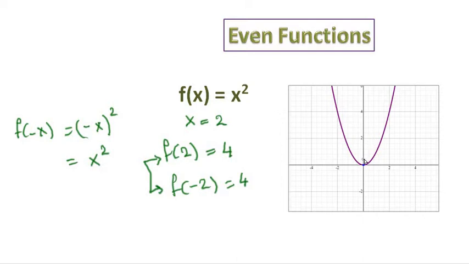Another way to tell if the function is even or not is by graphing the function. The graph of this function is symmetric about the y-axis. If the function is symmetric about the y-axis, then the function is even. If I put a mirror on the y-axis, I see that the right part is a reflection of the left part and the left part is a reflection of the right part. So it is symmetric about the y-axis. It means that the right part and the left part are similar.